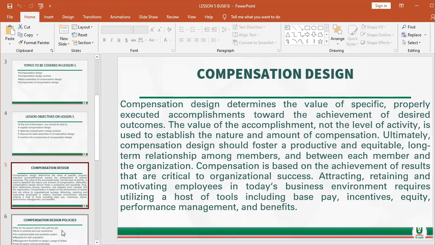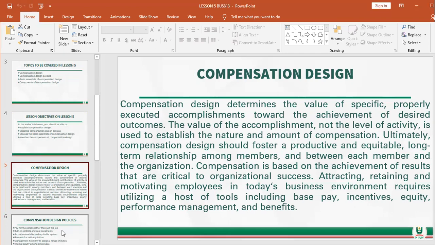The value of the accomplishment, not the level of activity, is used to establish the nature and amount of compensation. Ultimately, compensation design should foster a productive and equitable long-term relationship among members and between each member and the organization. So compensation is based on the achievement of results that are critical to organizational success. Attracting, retaining, and motivating employees in today's business environment requires utilizing a host of tools, including base pay, incentive, equity, performance management, and benefits.